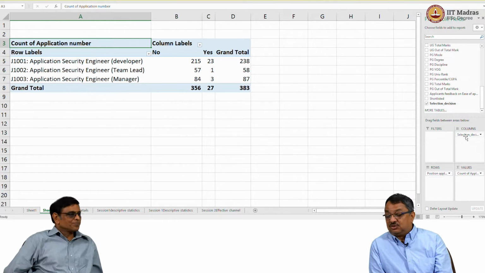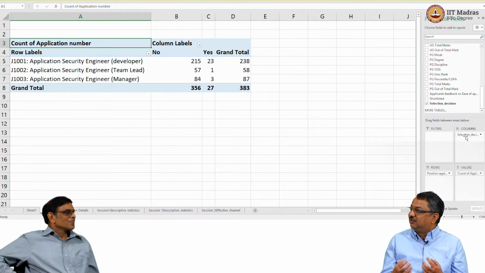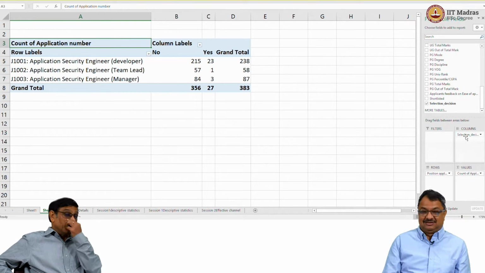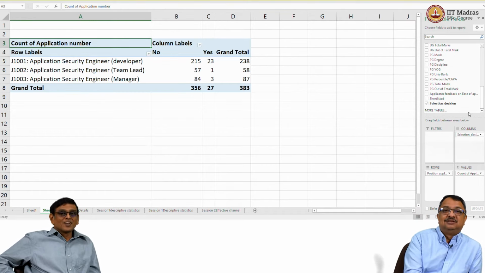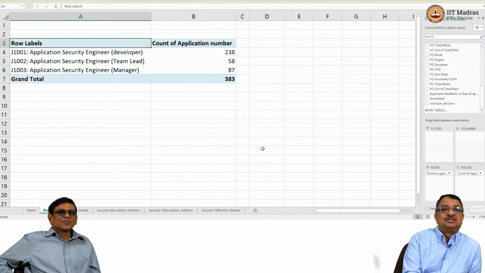But this shows you how much you can play around with data if you have a good pivot table structure, and very quickly. You get instantaneously the information you need. So this table will show Varsha.